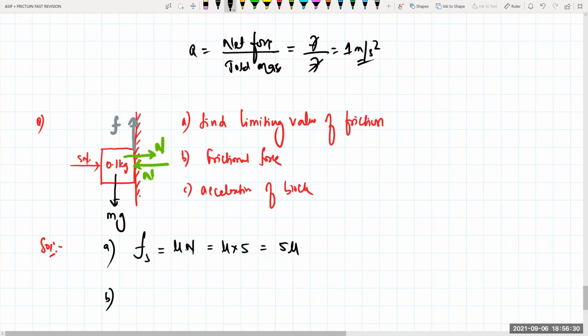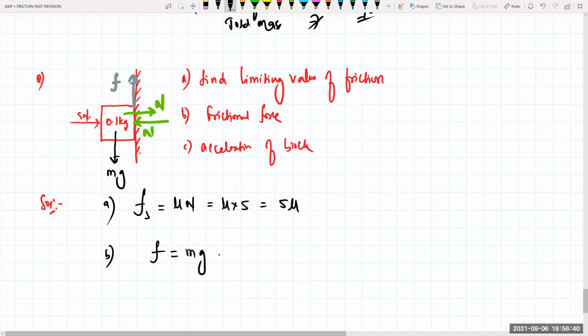Now, what will be the frictional force? It will be mg, right, sir? So m is how much? 0.1. G value is 10. So that will be equal to 1. What will be the acceleration? Is it moving vertically? No. Fs, static friction, is 5 times your mu. So what will be the acceleration? There is no motion, so it will be 0.